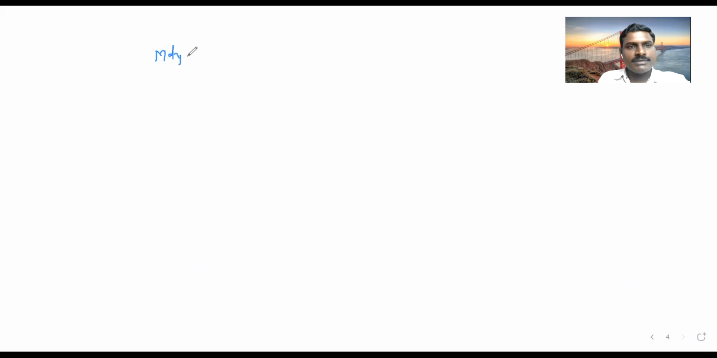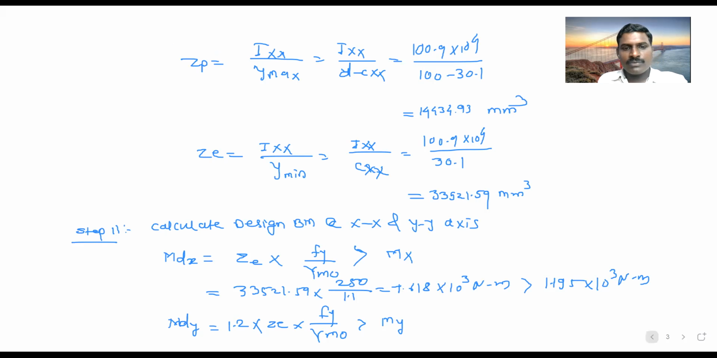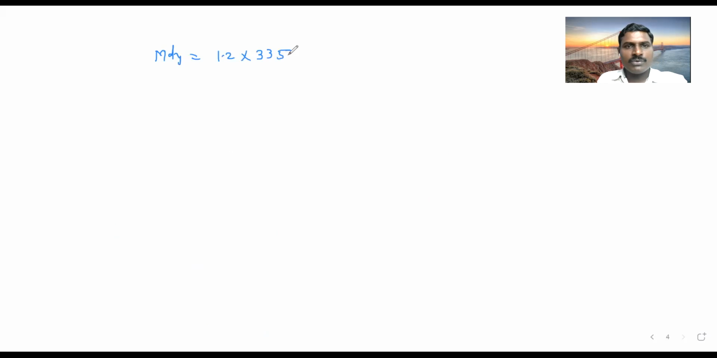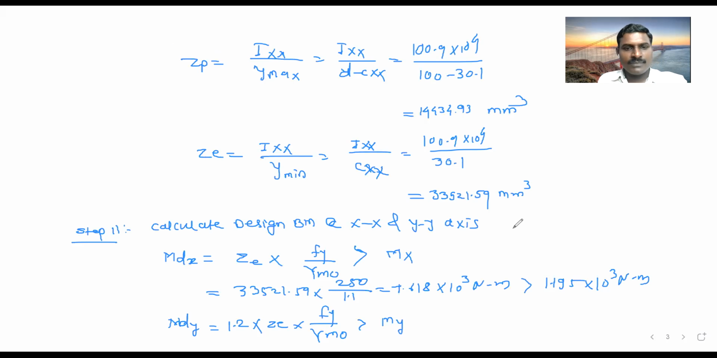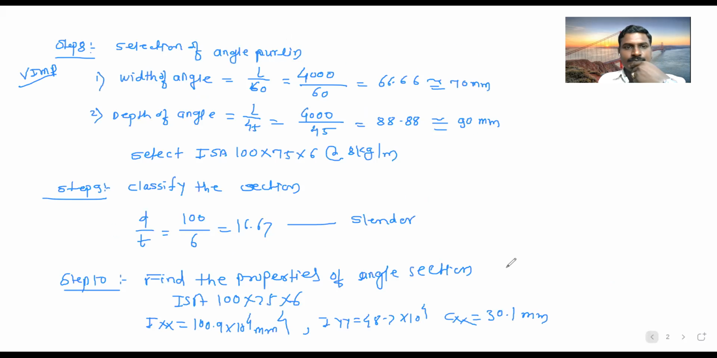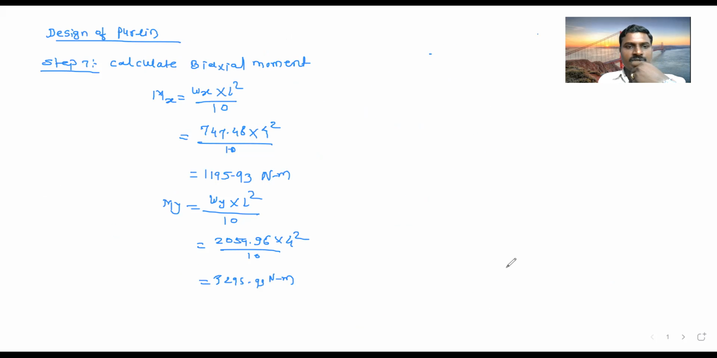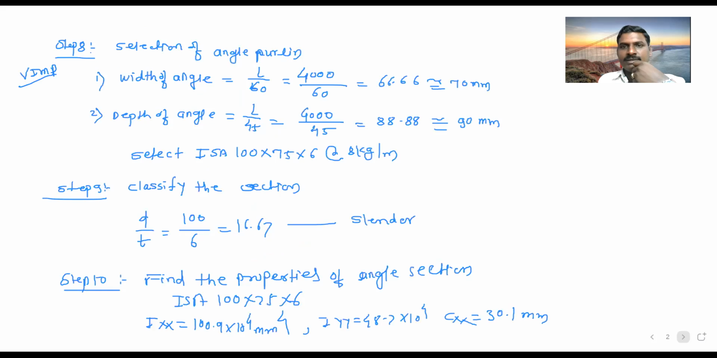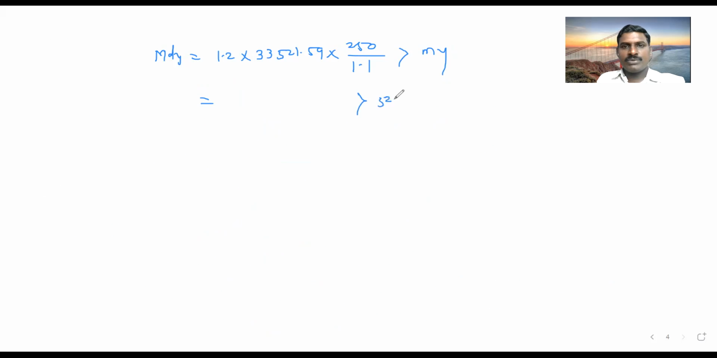MDY, calculate MDY. So MDY is 1.2 into ZE, again 33521.59 into again 250 divided by 1.1. So how much is this value? This should be greater than my. So my is 3295.93.